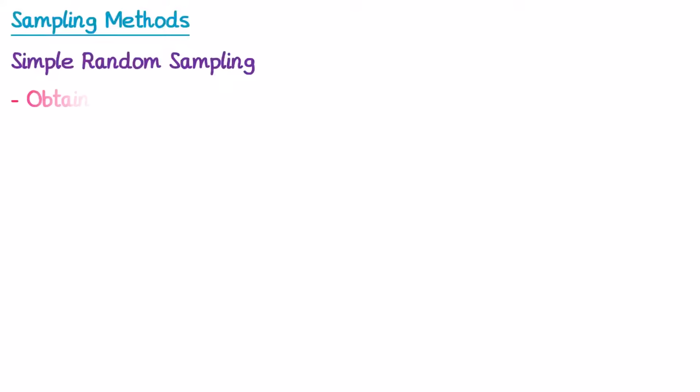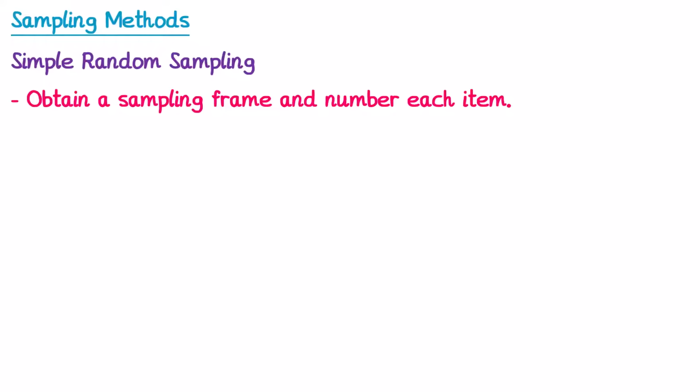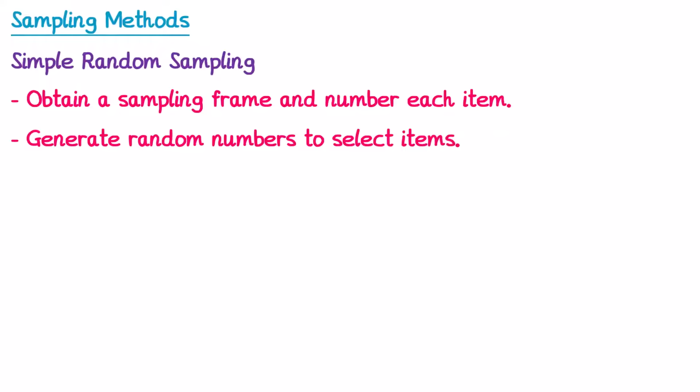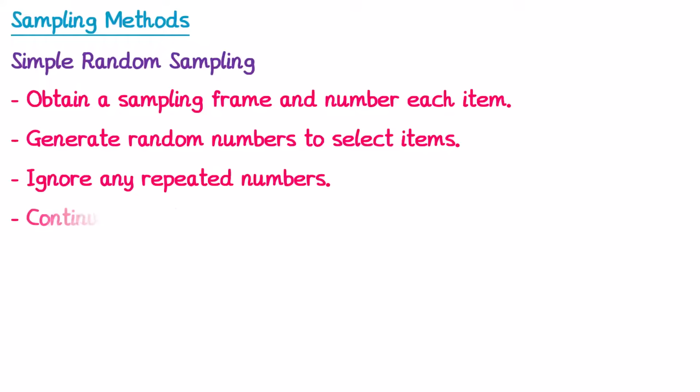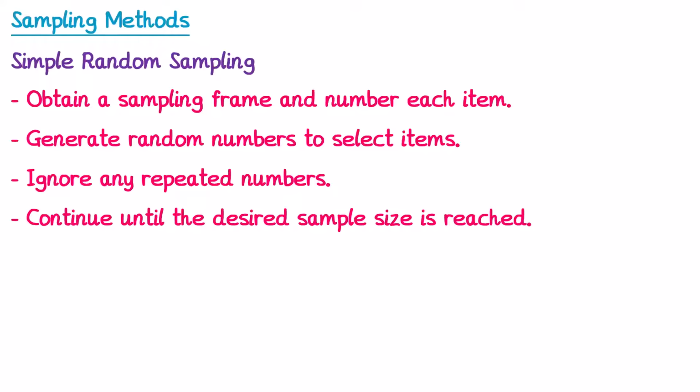To do simple random sampling, you're first of all going to obtain a sampling frame and number each of the items. Then you're going to generate random numbers to select the items. You ignore any repeated numbers, and you just continue until the desired sample size is reached. Let's have a look at an example of this in action.